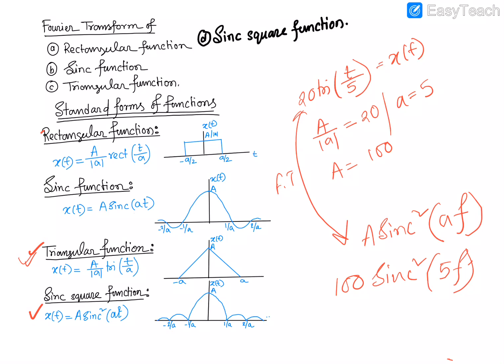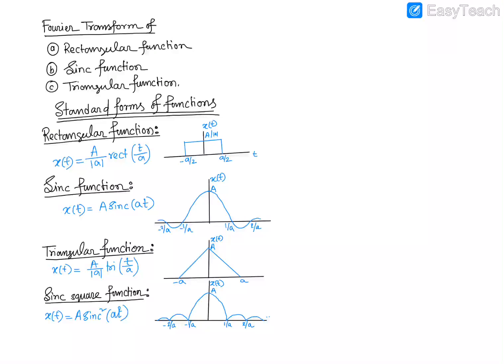A small important thing is that the rectangular function is of the form rectangular t by a, and the triangular function is also of the form t by a. For the rectangular function, the graph is from minus a by 2 to plus a by 2, and for the triangular function it is from minus a to plus a. So by this formula you can also calculate the inverse Fourier transform.